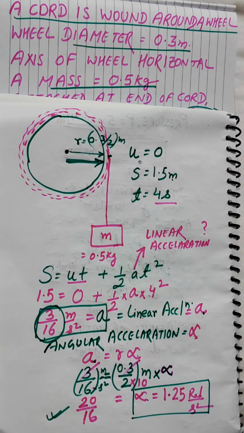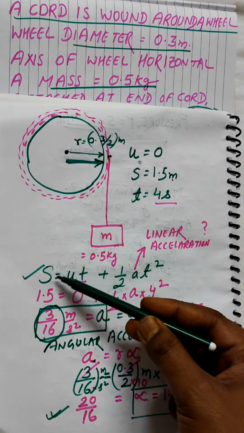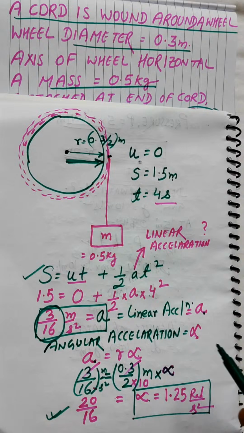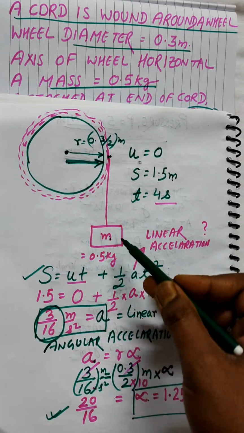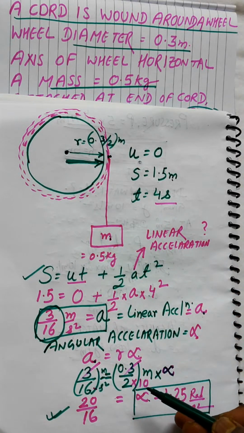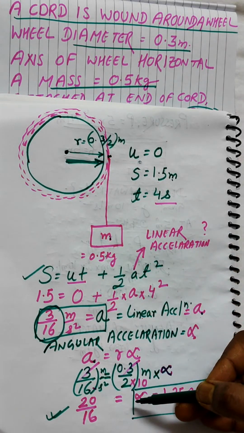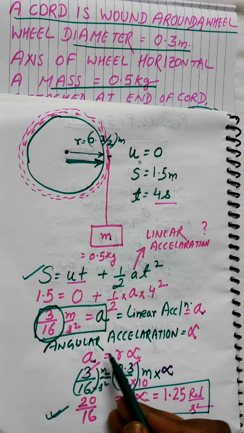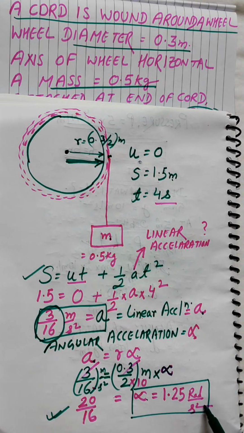Based upon the given data, we applied the formula S equal to ut plus half a t square. Since the body is falling from rest, we have taken u equal to 0. The data which is not used in this question is the mass of 0.5 kg. This is not used anywhere. And for the second part, we used the formula a equal to r alpha, simply putting the value of the linear acceleration which we had already calculated, to derive the value of angular acceleration.